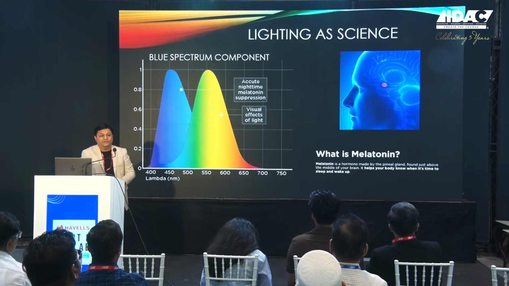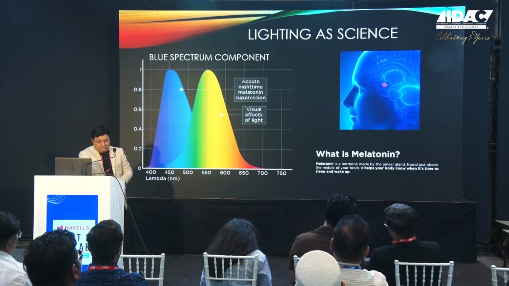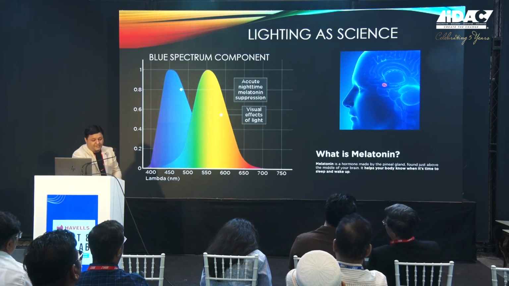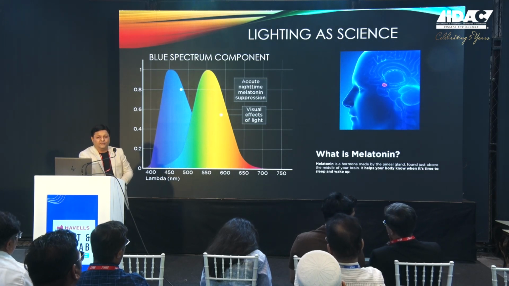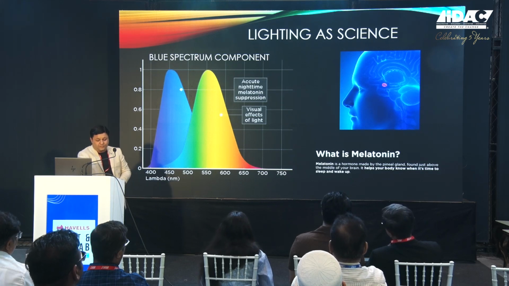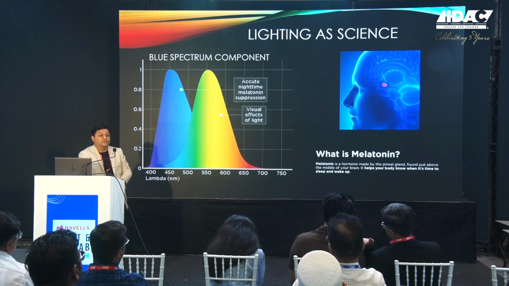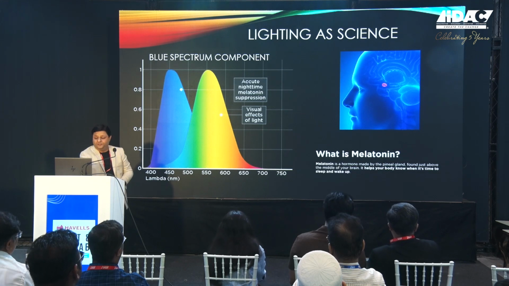What is melatonin? Melatonin is a hormone made by the pineal gland, above the center of your brain, which helps your body to know when it's time to sleep and when it's time to wake up.